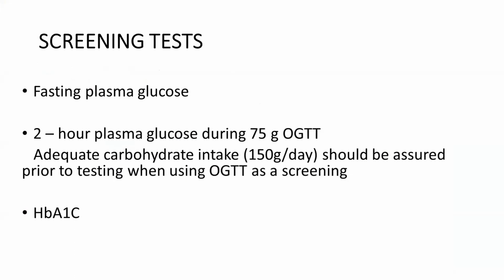For the fasting plasma glucose, we need to ensure that the patient has not taken any calorie intake for at least 8 hours. And the important thing when advising the patient for the 2-hour plasma glucose testing is that we should ensure the patient has had adequate carbohydrate intake, at least 150 grams per day, for at least the initial 3 days prior to testing. Otherwise, if the patient was unnecessarily fasting, it would give rise to false values. And then, of course, the HbA1c.